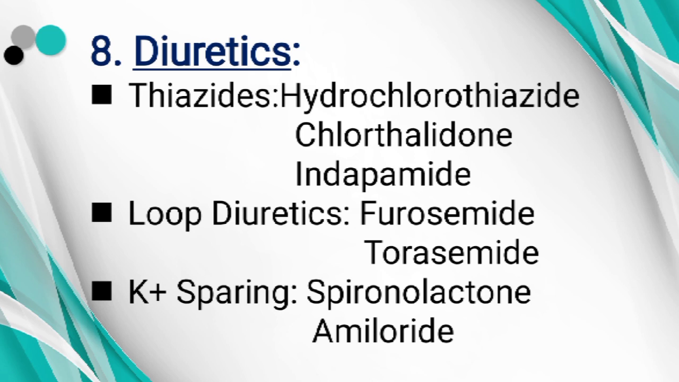The last one is the diuretic. In the diuretic classification, we basically have three categories. First is thiazide diuretics, for example, hydrochlorothiazide, chlorothiazide, indapamide. Second is loop diuretics, for example, furosemide and torsemide. And third is potassium sparing, which are weak diuretics, for example, spironolactone and amiloride.